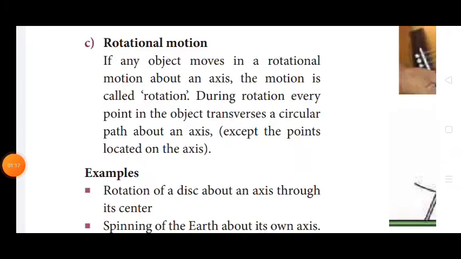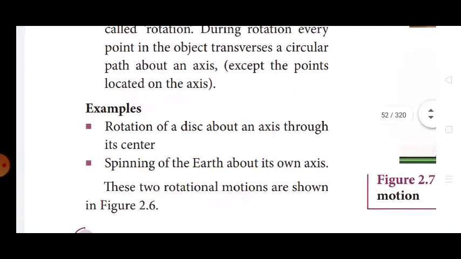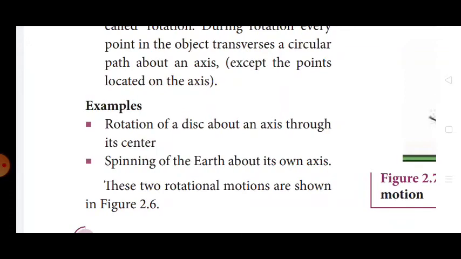Rotational motion. Any object moving about an axis is said to be in rotational motion. During the rotation, every point in the object traverses a circular path about an axis, except the point located at the axis. Example is given: rotation of a disk about an axis through its center.